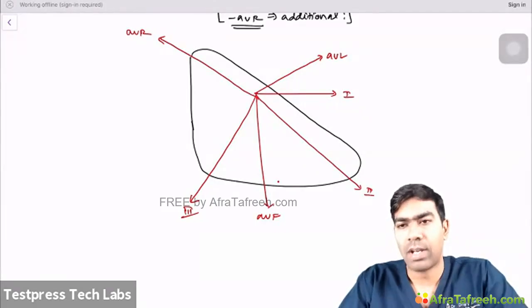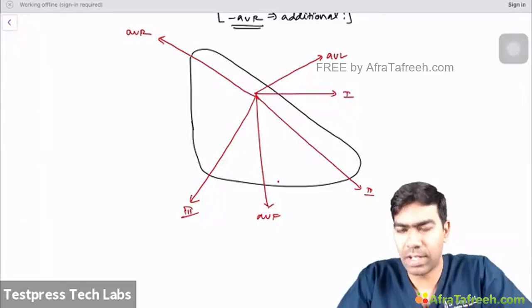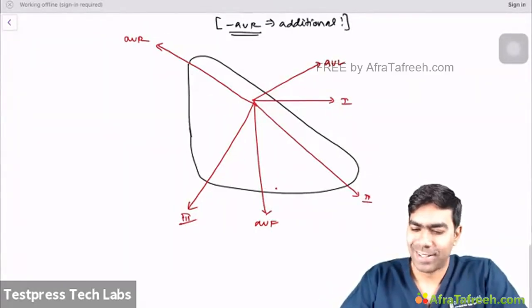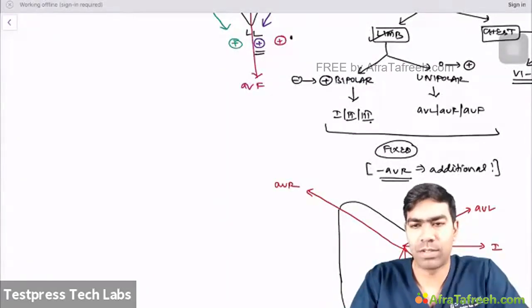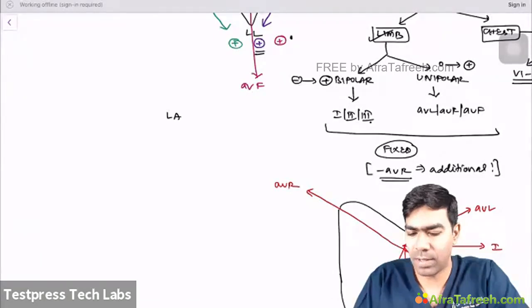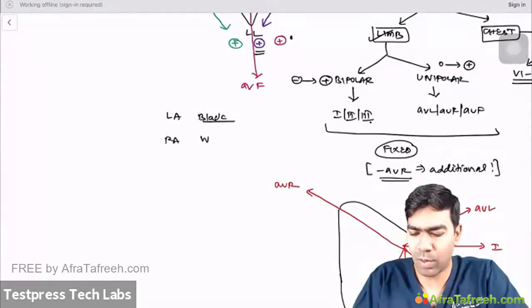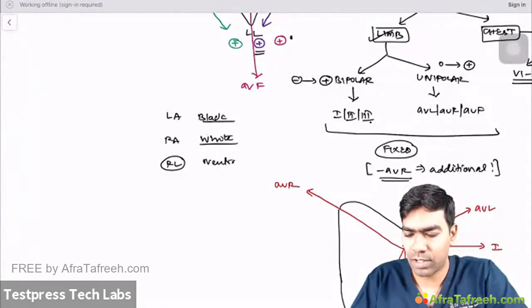Okay. After understanding all this, what is the color coding? As far as the limb leads are concerned, you have to know the color coding. I'll tell you why it is important, but before that, let us see the color coding. Usually the left arm will be given in black color, and the right arm will be in white color. And the right leg, you also have a lead. What is this lead? This is a neutral lead. Usually it will be a green color.